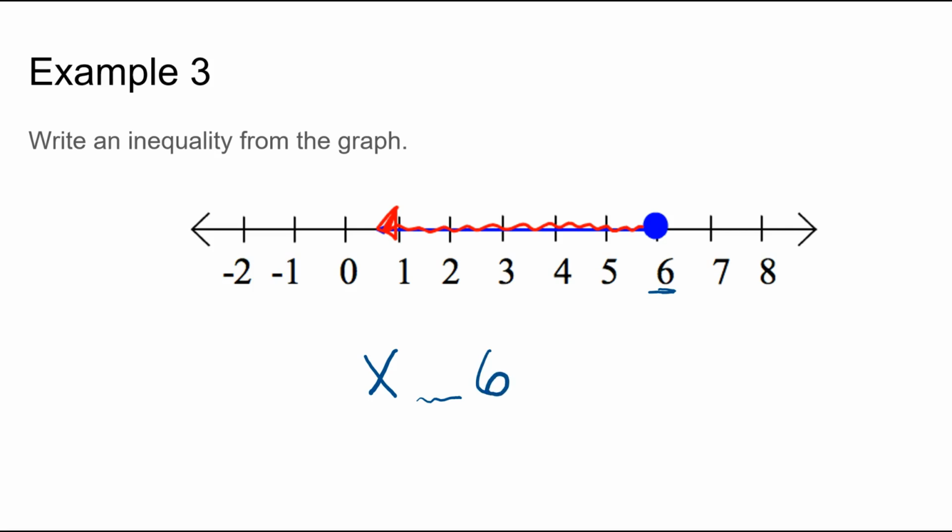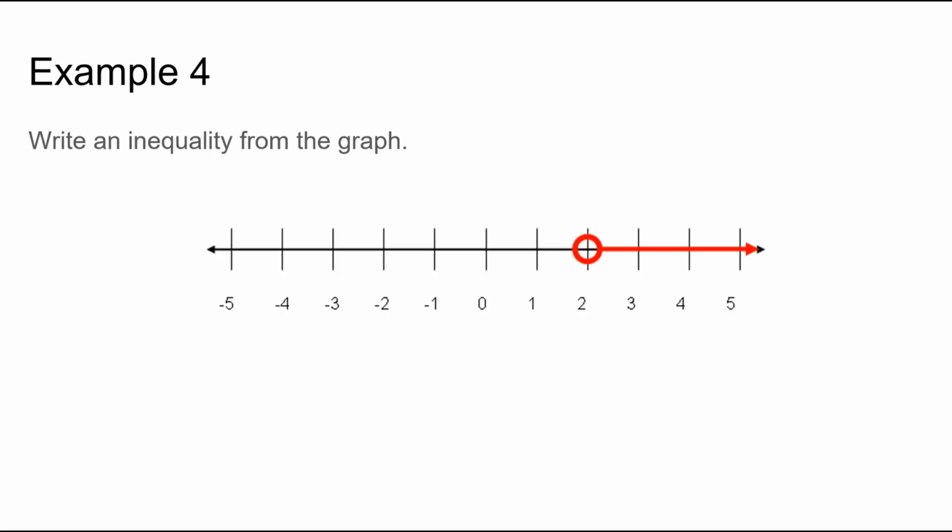So then I decide, okay, open or closed circle. It's closed. So that means it's going to have that equal to line on it. It didn't come out very straight. There we go. And then I look at the end of the arrow, and that literally tells me it's a less than. So the inequality here is x is less than or equal to 6. We'll do one more together.